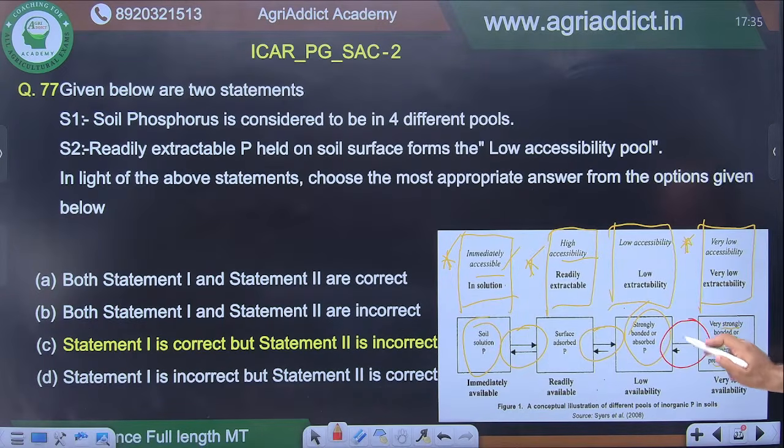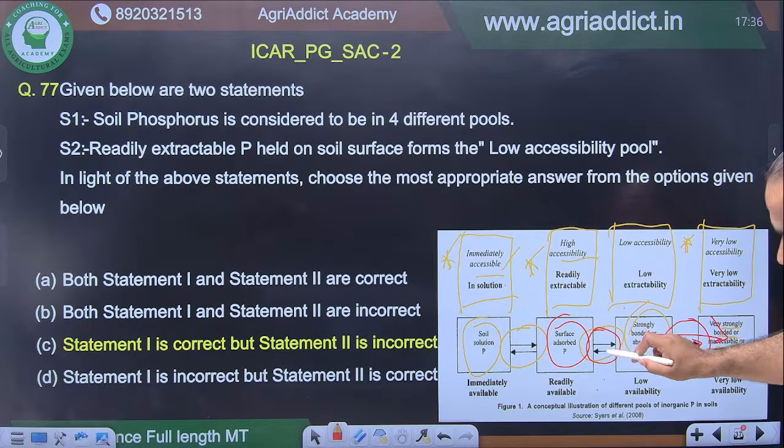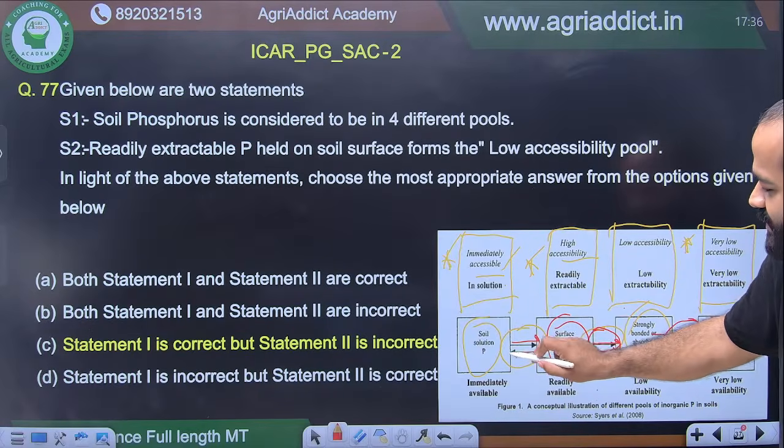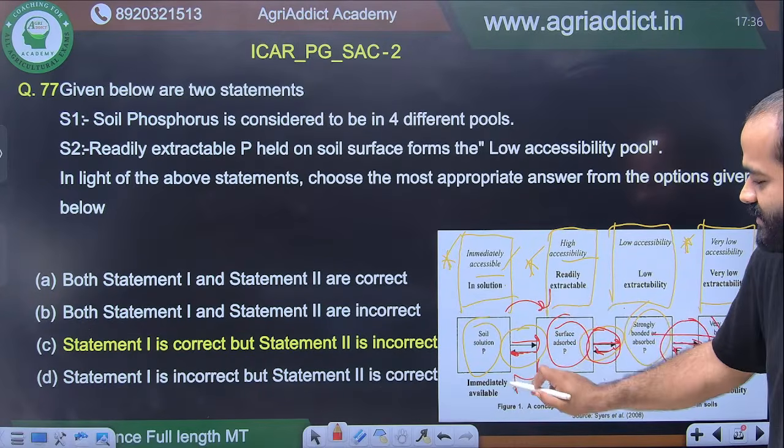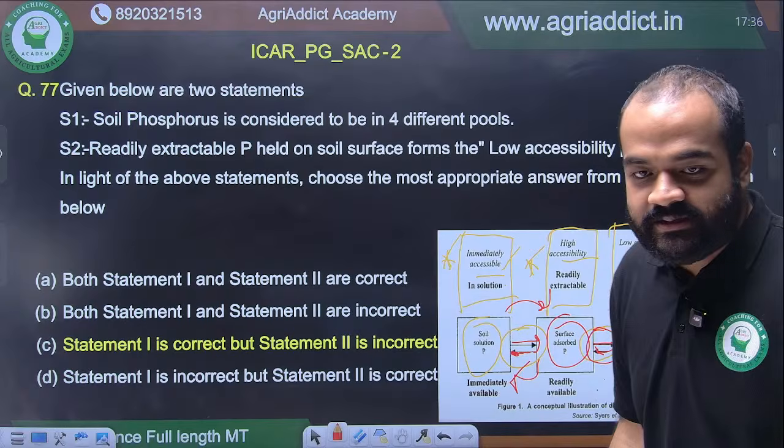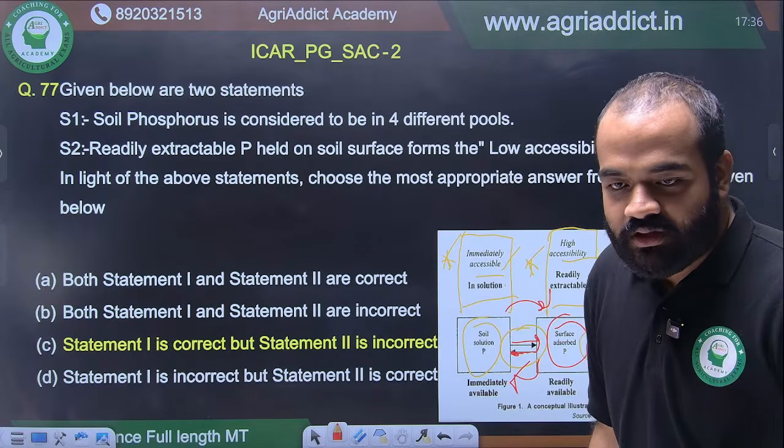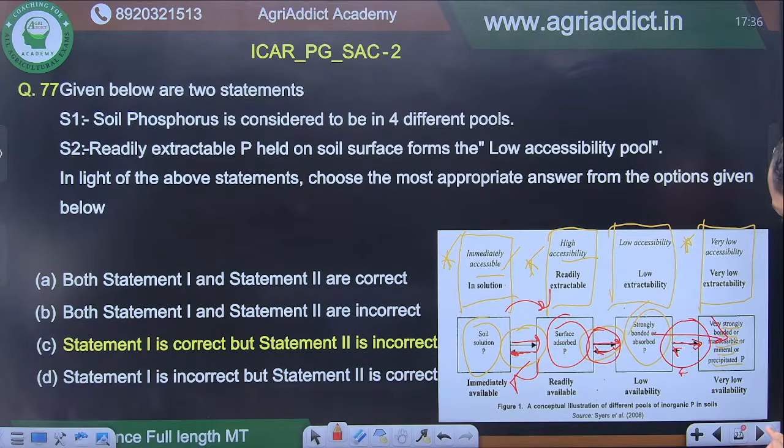You can see this arrow is longer, this arrow is smaller. This means this happens very easily, but this is very slow. Here also you can see the sizes of the two arrows are different. This happens very easily, but this happens very slowly. But here you can see it is equal. So both are very easily in equilibrium. All right. Let's move on.